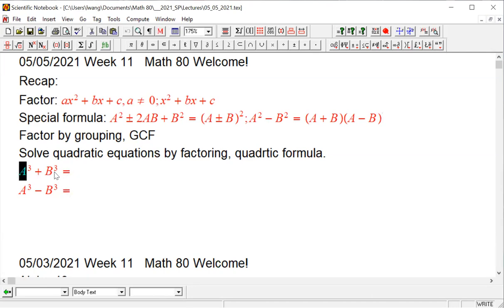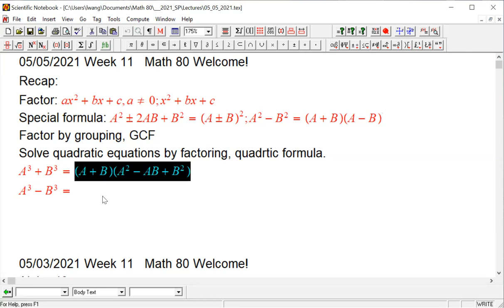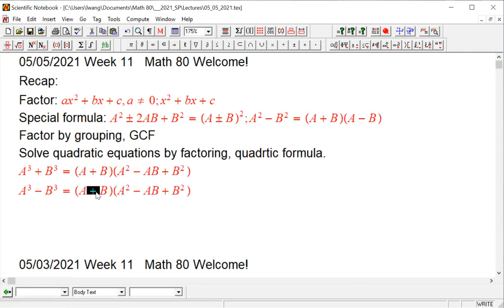If it's a cubed plus b cubed, it's going to equal a plus b times a squared minus ab plus b squared. And for the other one, there's a change: it will be minus, and that will be plus. I know it's a little hard to remember this formula. In time, if you practice more, you're going to memorize it.